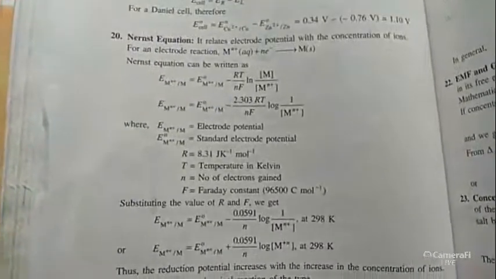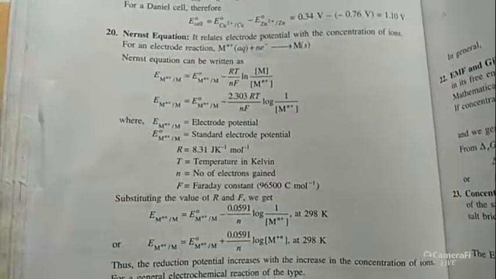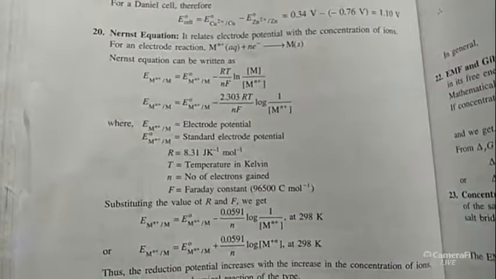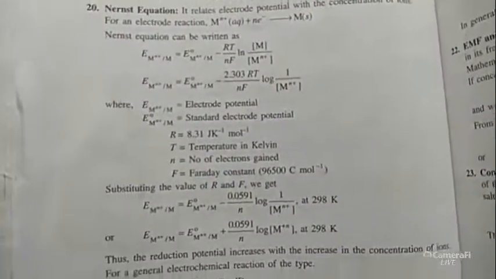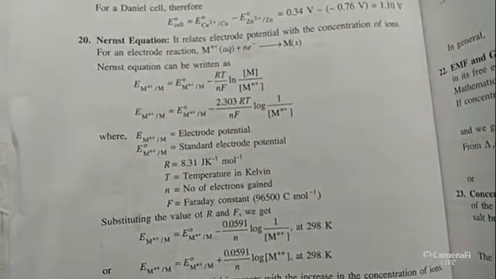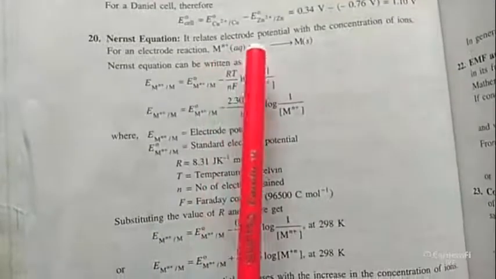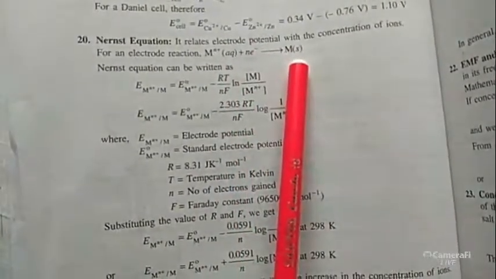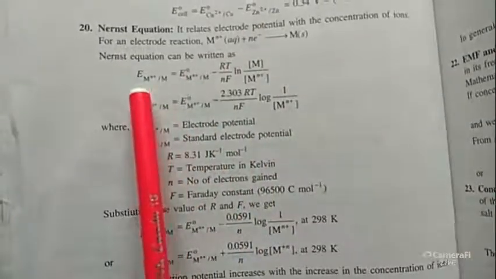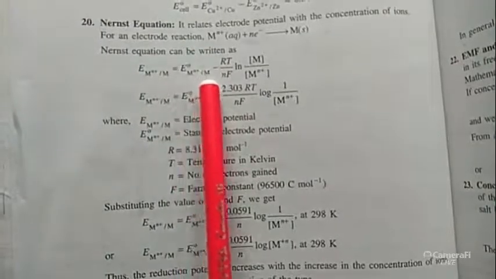Now we have the next and most important part of the chapter, that is called the Nernst equation. Now what is this Nernst equation? According to the Nernst equation, it relates the electrode potential with the concentration of the ions for an electrode reaction. The electrode reaction is like this: M n+ accepting n electrons gives the metal M. Now the Nernst equation can be written as E of M n+/M equals E0 of M n+/M.